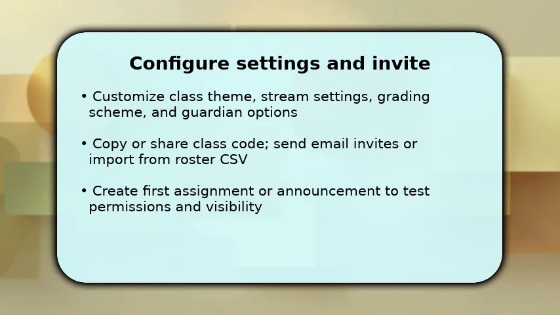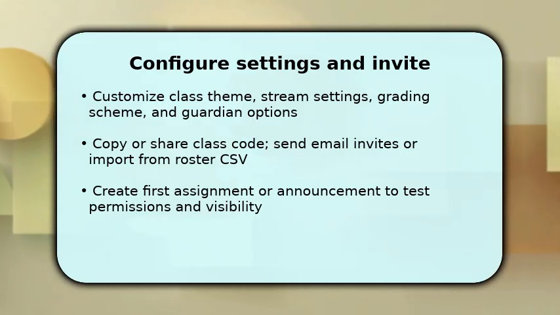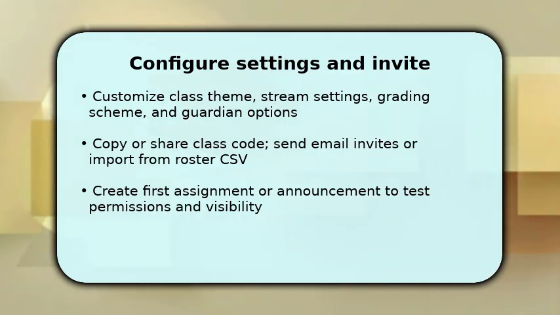Go to Settings and set the grading system, toggle student permissions, and enable Guardian summaries if you want parents updated. Once done, return to the class home and copy the class code, distribute it, or click Invite students to send direct email invites. You can also import a roster via CSV for larger groups.